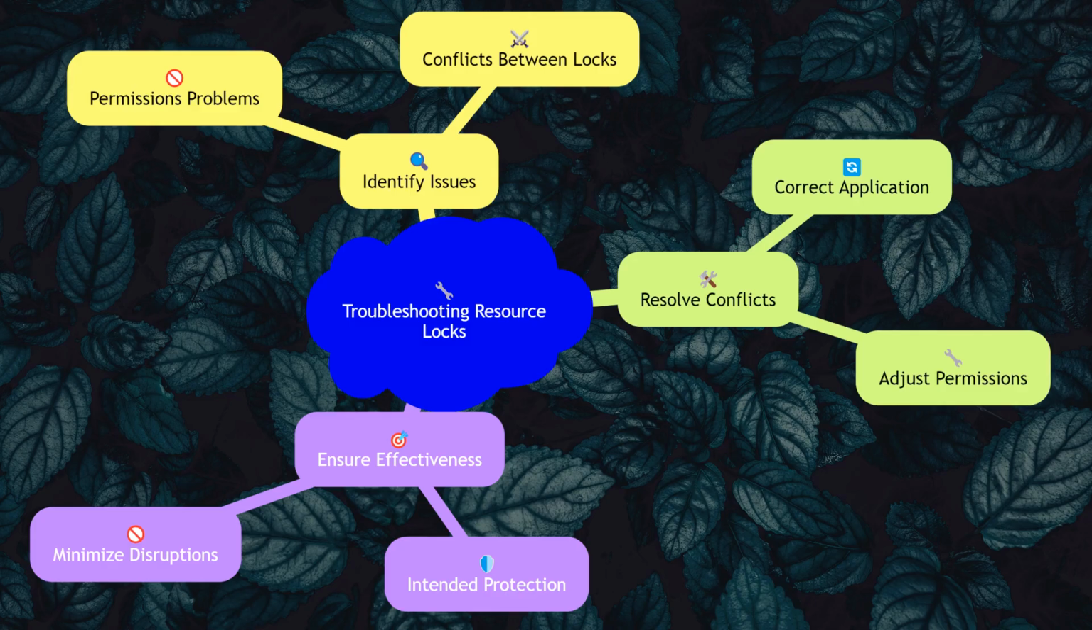Troubleshooting issues with resource locks involves identifying and resolving conflicts or errors that may arise. This can include addressing permissions issues, resolving conflicts between different locks, and ensuring that locks are applied correctly. Effective troubleshooting ensures that your resource locks provide the intended protection without causing unnecessary disruptions.